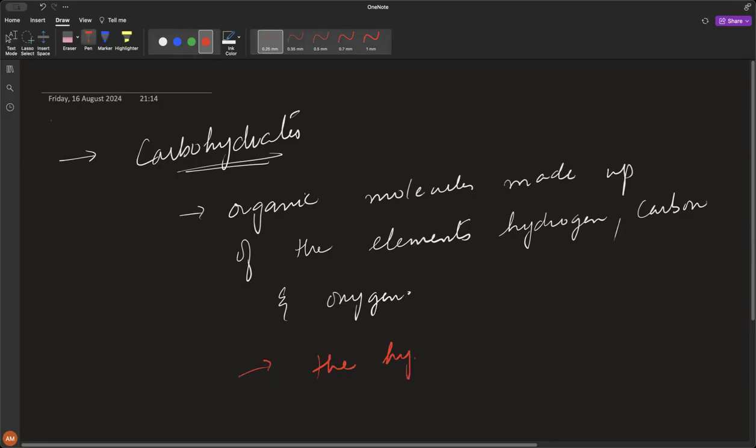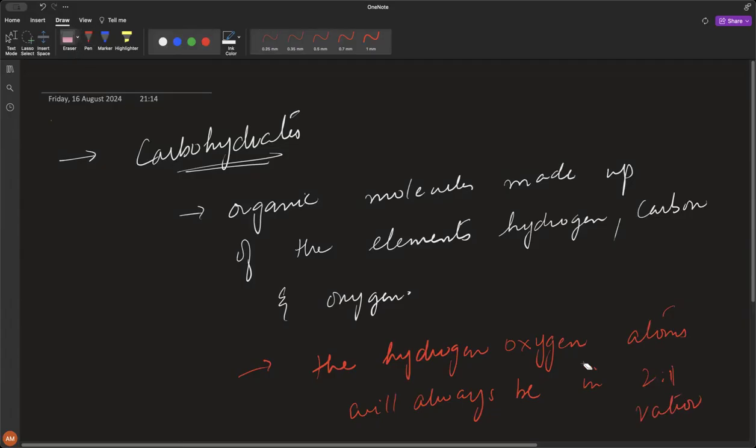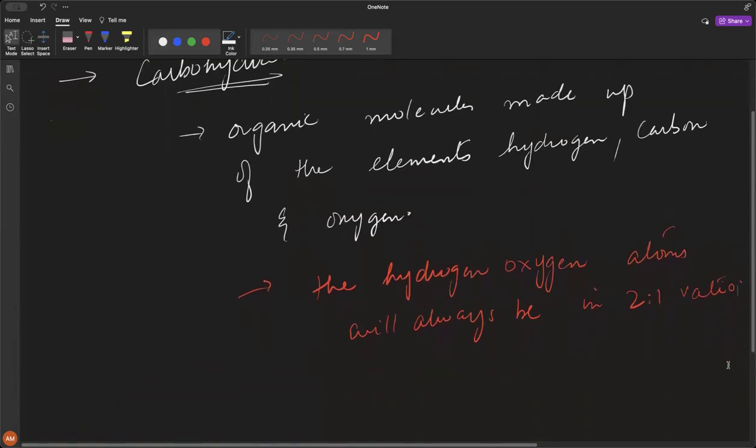The hydrogen and oxygen atoms will always be in a 2:1 ratio. Carbohydrates.